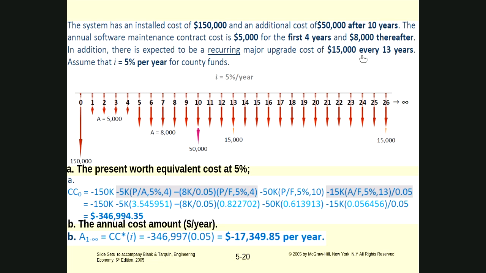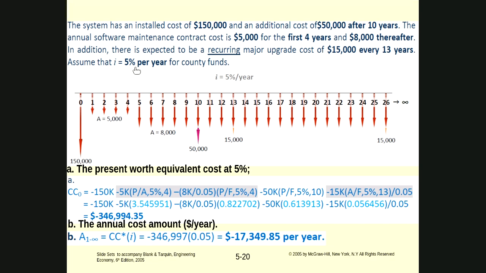So the recurring is a periodic payment or periodic value in the cash flow that is repeated over and over for infinity. And in this case, it is repeated every 13 years for infinity. Now, do you understand what the recurring is? Give me thumbs up or give me okay. Good. Excellent.